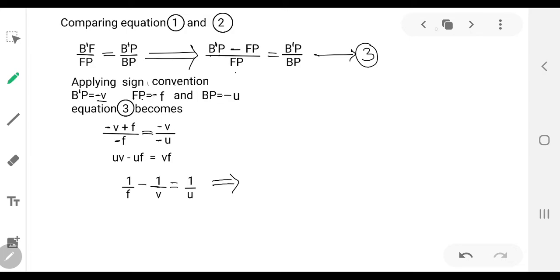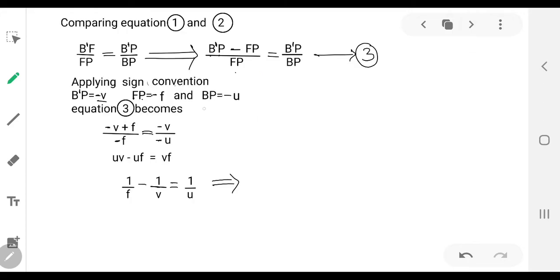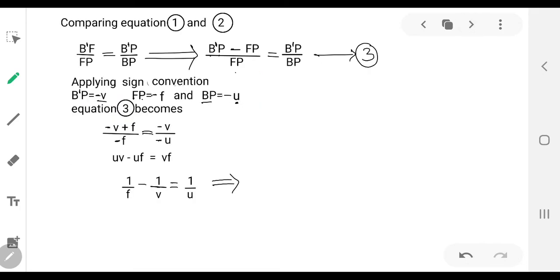Then BP, from the object to the pole, is the object distance U. But how do we have to measure? According to the sign convention, from the pole to the object. So this is our direction of measurement. Again it is opposite to the direction of the incident ray. We have to take that as negative, so minus U. Now with these values, with the sign convention, substitute all of these in equation 3.